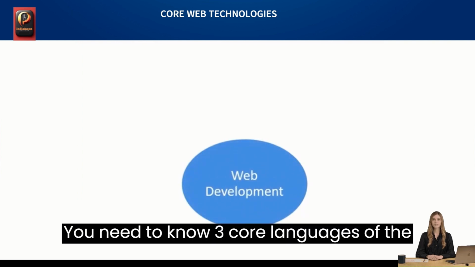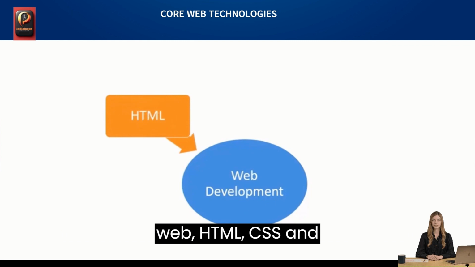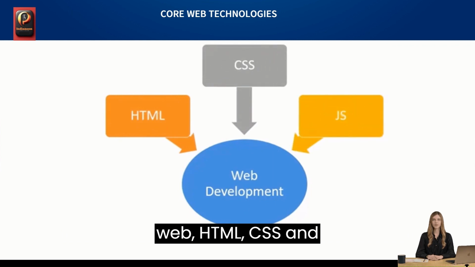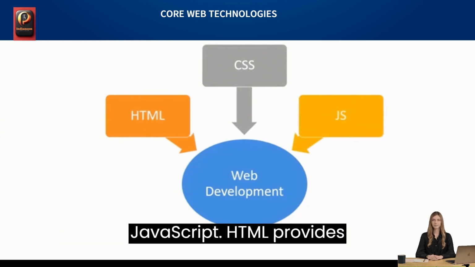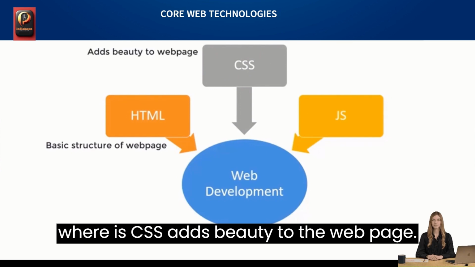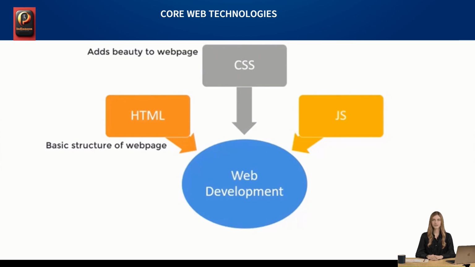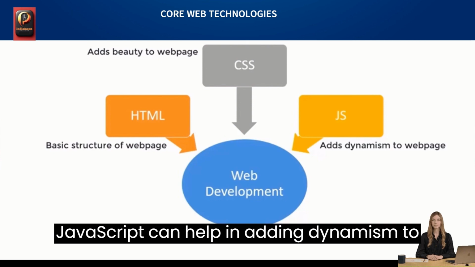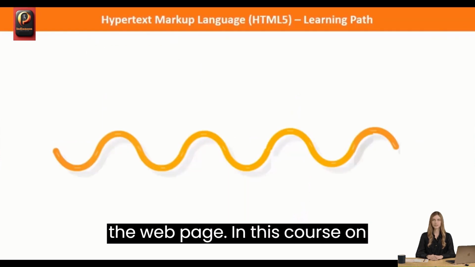To develop an application, you need to know 3 core languages of the web: HTML, CSS, and JavaScript. HTML provides the basic structure of your web page, whereas CSS adds beauty to the web page. JavaScript can help in adding dynamism to the web page.